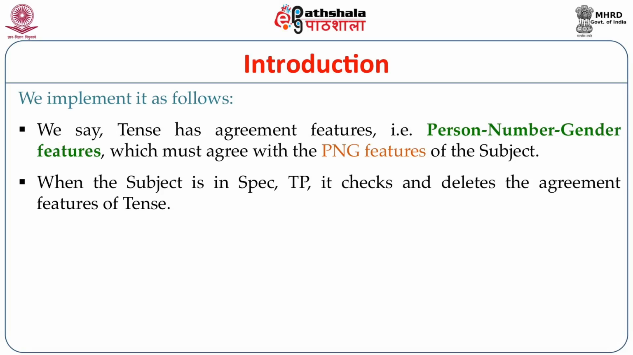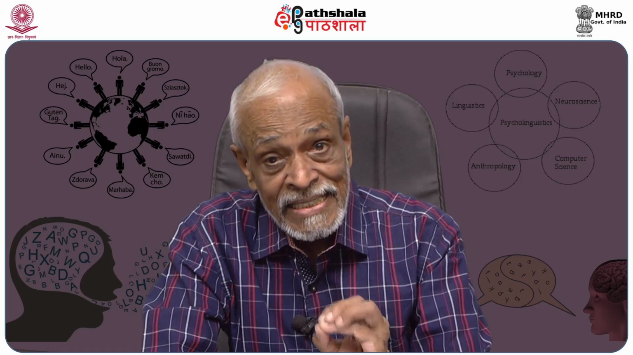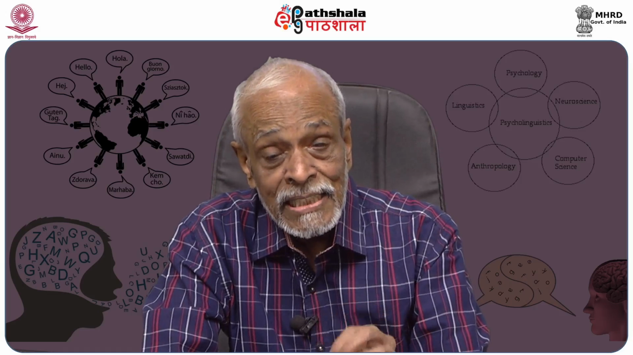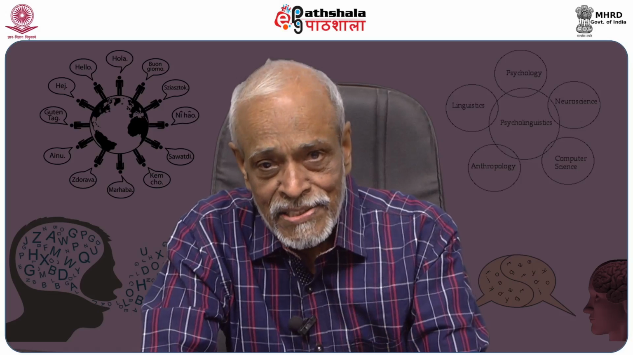This checking of features is done in a spec head configuration. What does that mean? The subject goes into the spec of TP. The head of TP is T, and T has these agreement features, and the subject of course comes with its inherent person, number, gender features. For example, the noun phrase he is third person singular masculine, and the tense should also have these features, third person singular masculine. If they don't match, the derivation crashes.